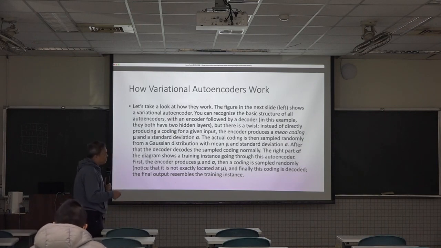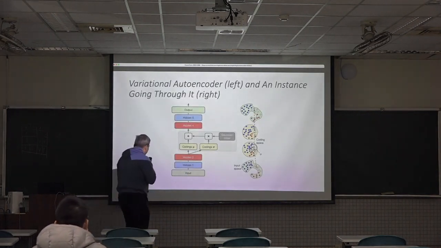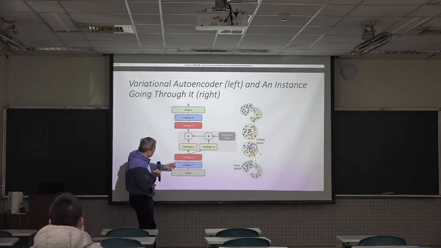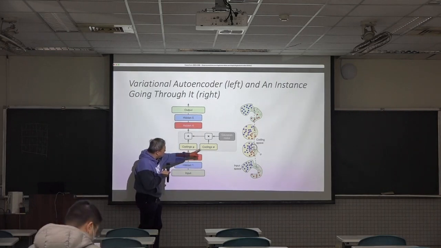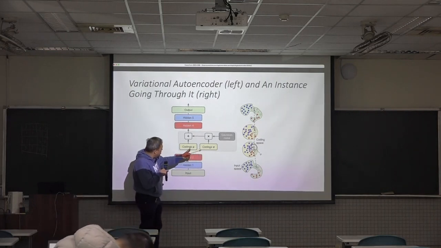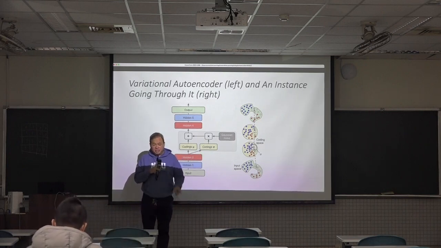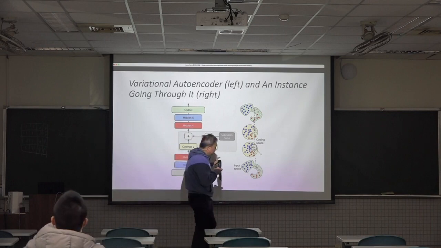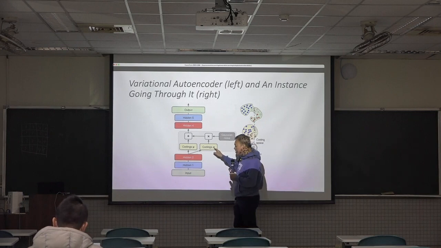Let me show you how variational autoencoders work. So this is a variational autoencoder. The input goes through several hidden layers. This is the encoder, and it will be used to generate mu and sigma. This mu is the average for this particular input instance, and the sigma is the standard deviation for this particular input.